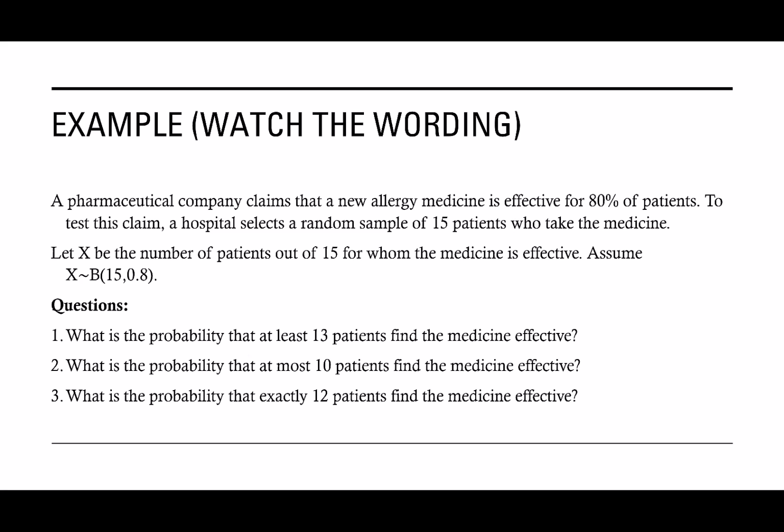Our first question says, what's the probability that at least 13 patients find the medicine effective? At least means 13 or more. We write that as the probability that x is greater than or equal to 13.